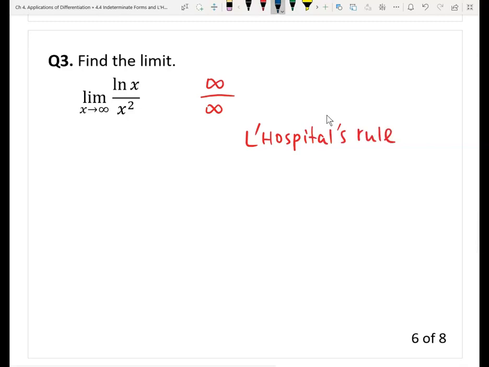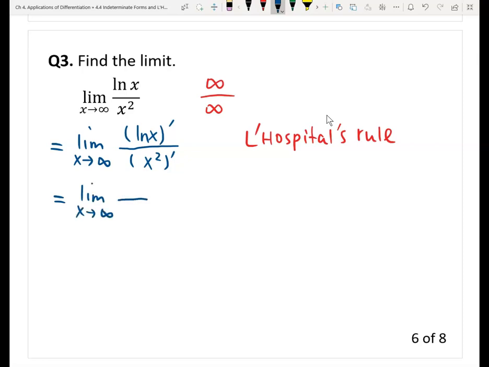Okay, let me show L'Hopital's rule. Therefore, we can take a derivative, right? Let me take a derivative of the numerator, take a derivative of the denominator, and then find the limit. Okay, the derivative of the numerator, which is the natural log, gives us the reciprocal, right? And the denominator is a power. We have a 2x, and this fraction we can simplify, and therefore we have this.